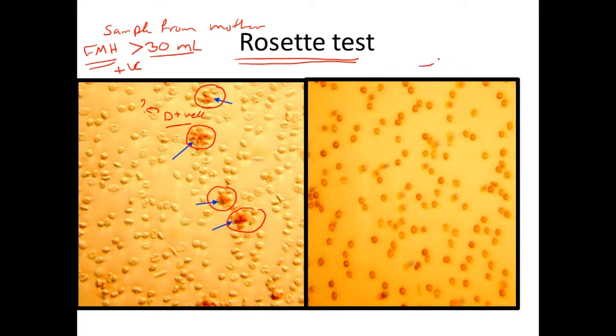Let's see the negative result. Look at the negative result. I cannot observe rosette cells. Can you see? Is it clear in the negative result? The slide disappeared.